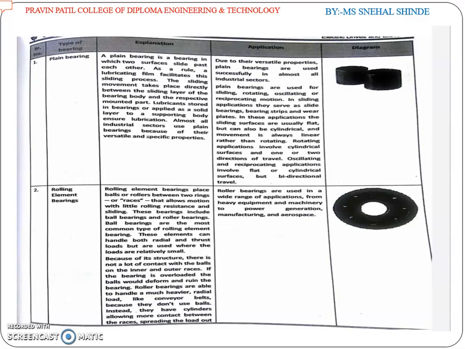its structure. So this is the explanation and here is the application of the roller bearings, and it is used in a wide range of applications from heavy equipment and machinery to power generation, manufacturing and aerospace.